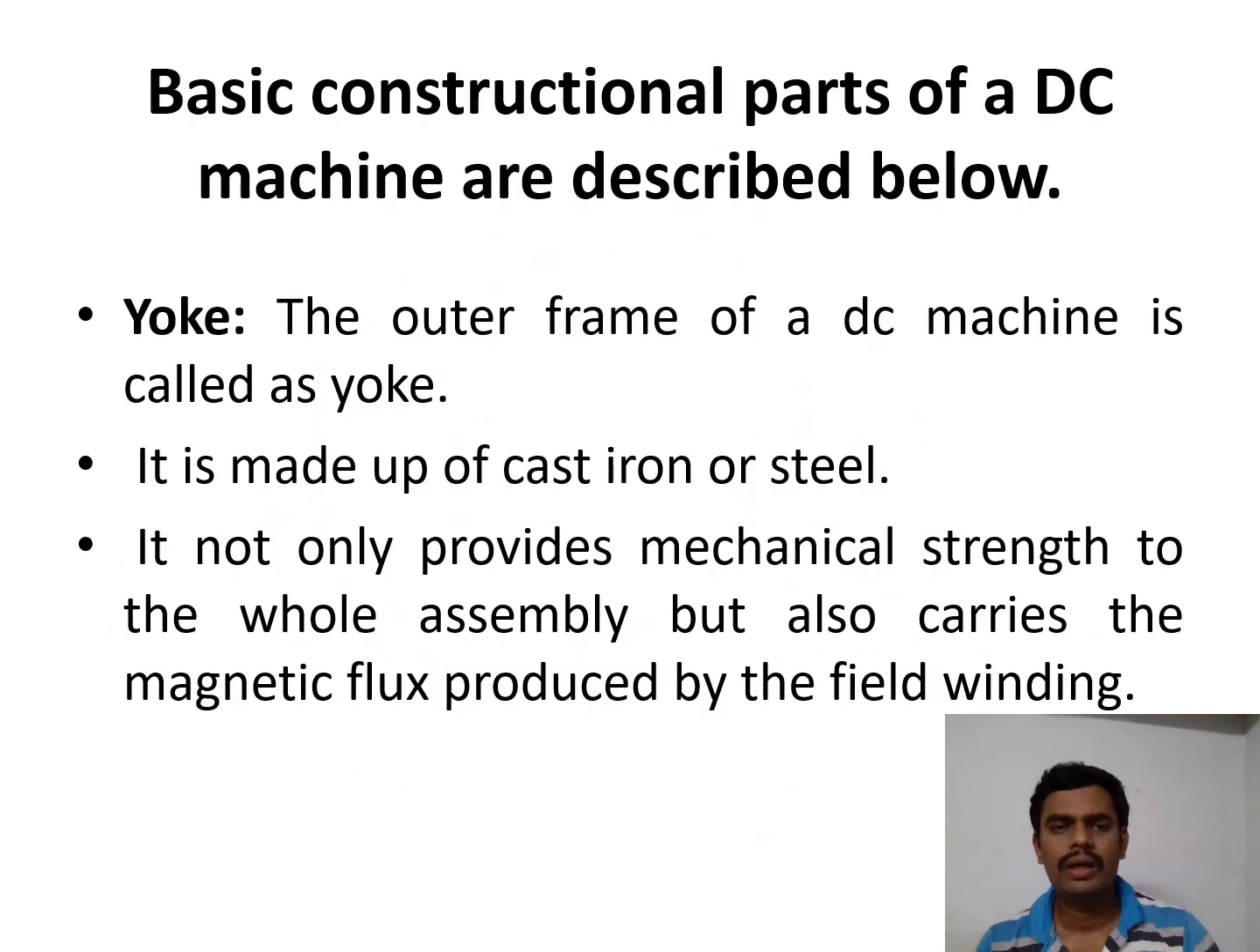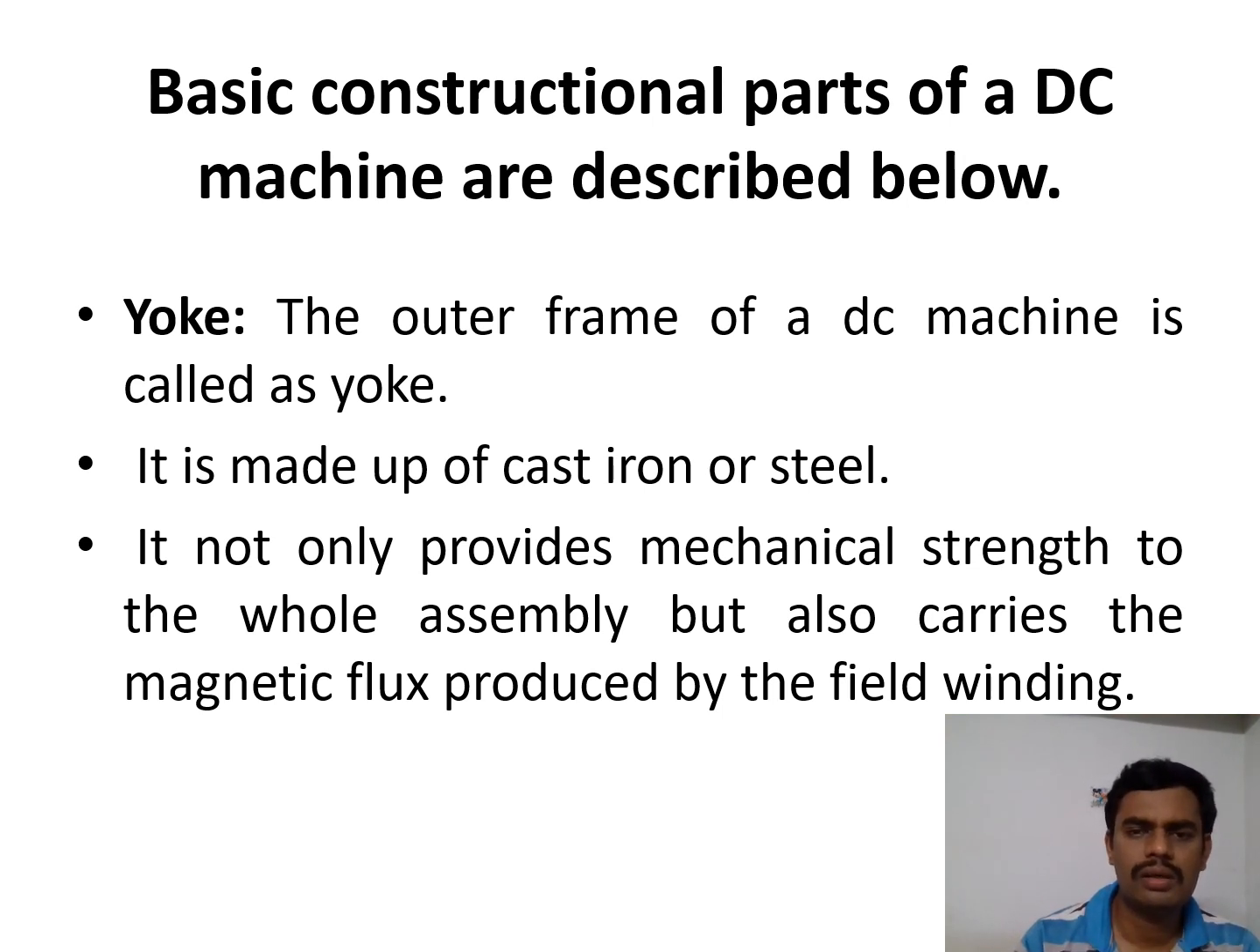So in detail, we'll be learning about all the parts of the DC generator or a DC machine. Coming to the yoke, the outermost frame of the particular DC machine is called the yoke. It is made of cast iron or cast steel. It provides mechanical strength as well as a low reluctance path for the flux.